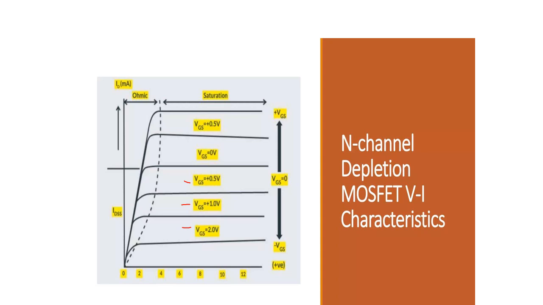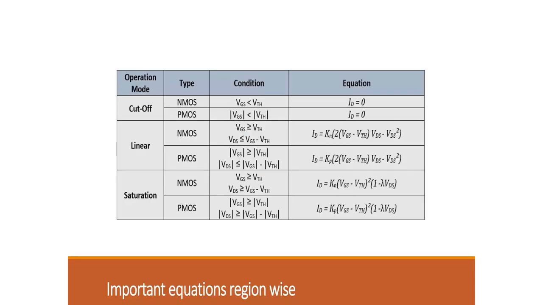Okay, in mathematical equations, we can describe this behavior of the drain VI characteristics. Here is the list given for both the PMOS and NMOS. So let's concentrate on only the NMOS. In case of the NMOS, if the gate voltage is less than the threshold voltage, it is in the cutoff mode of operation. In that case, ID is almost equal to 0.